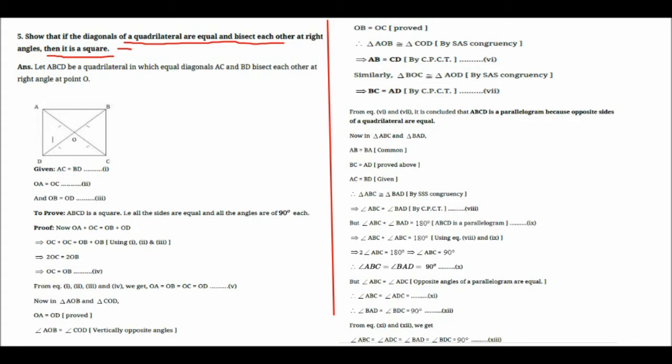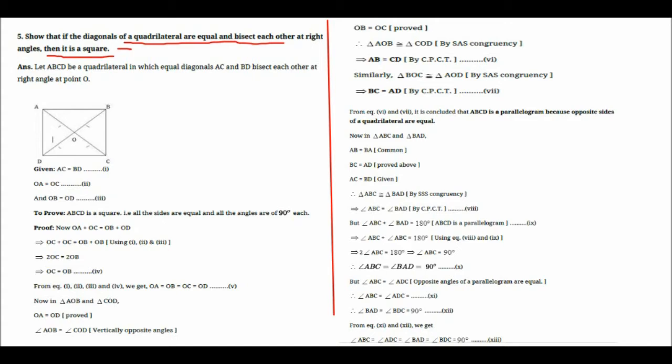Naturally, the question says: show that if the diagonals of a quadrilateral are equal, it is given that the diagonals are equal, right? And bisect each other. It is also given that they bisect each other at right angles. Then we need to prove that it is a square.